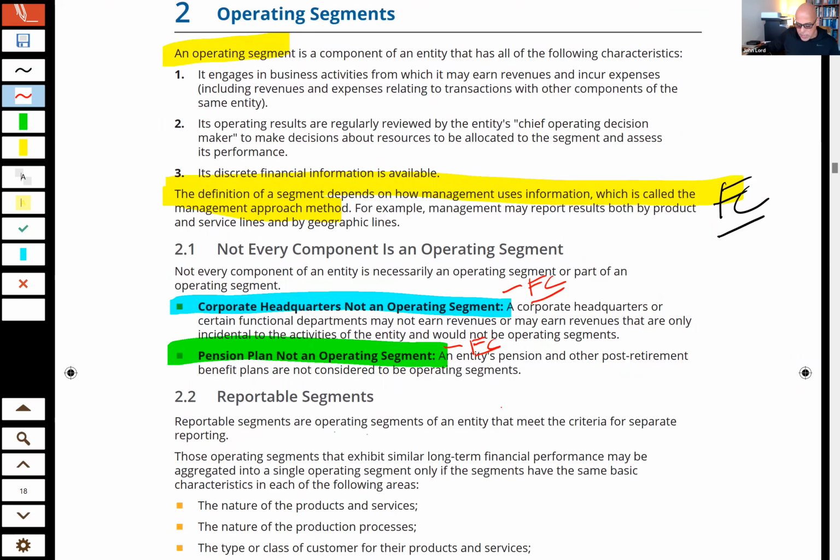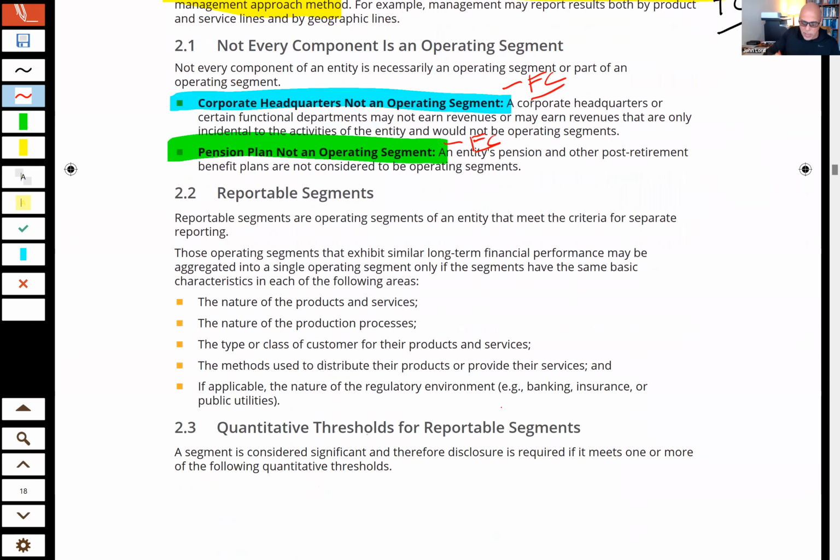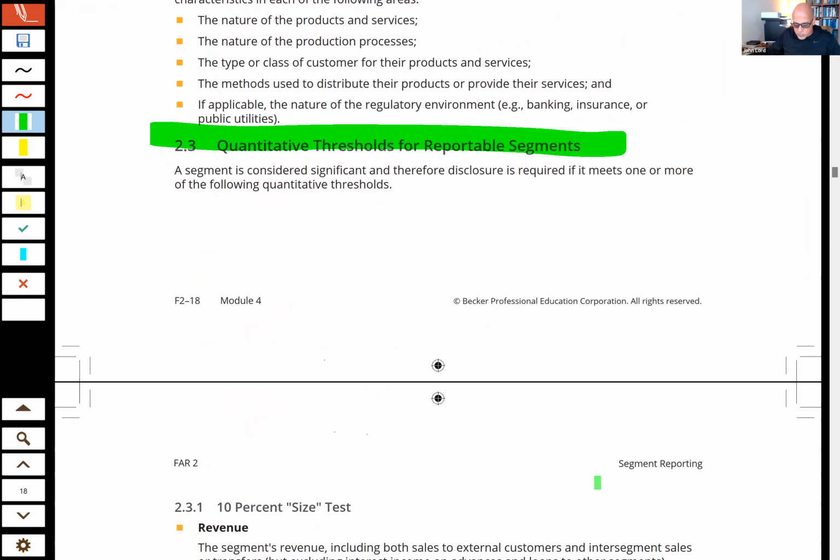Now, when we look at a segment and whether or not we have to report it, we are going to look for what? The big stuff. So it's how does management look at the company when they're making their business decisions, et cetera? Is it everything? No, it's the big stuff. Well, how do we know if something is big enough that it needs to be reported?